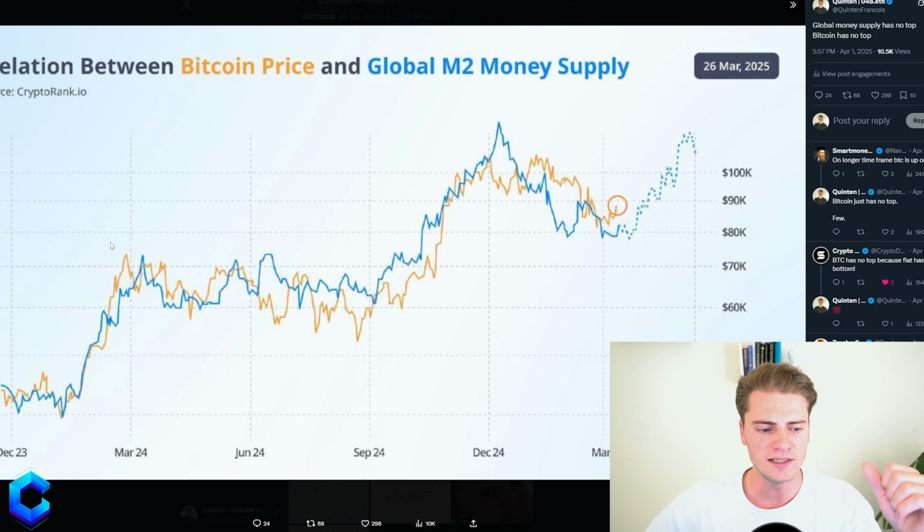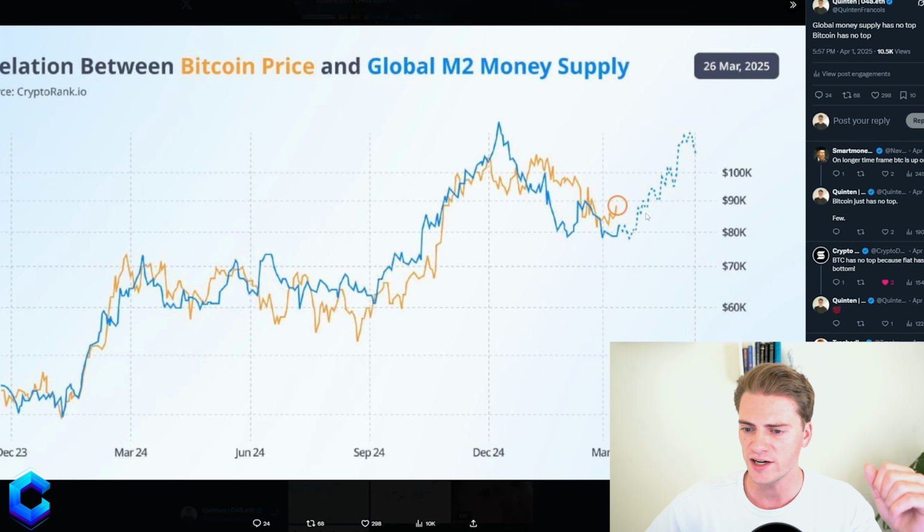recently, and we see that the M2 money supply and the Bitcoin price are really following each other pretty well. There is some kind of delay here for most of the times. As you can see, most of the times the Bitcoin price moves up a bit after the M2 money supply goes up, and it follows that really well.